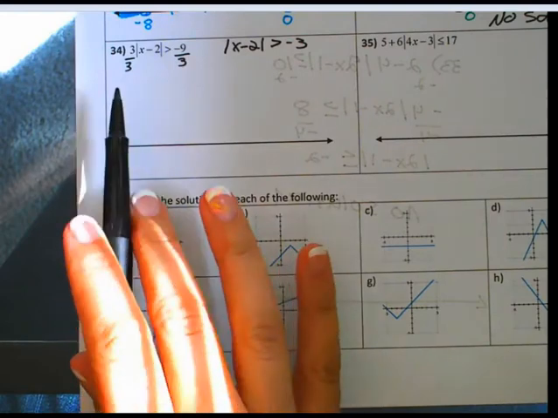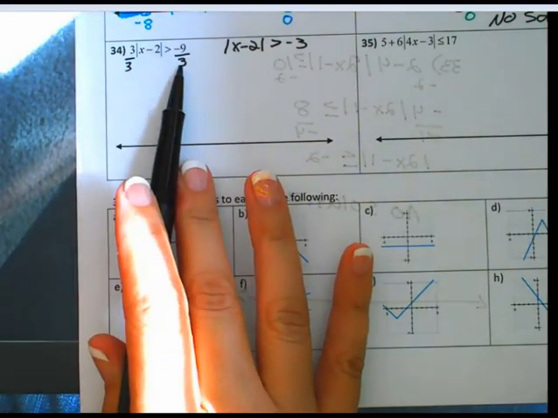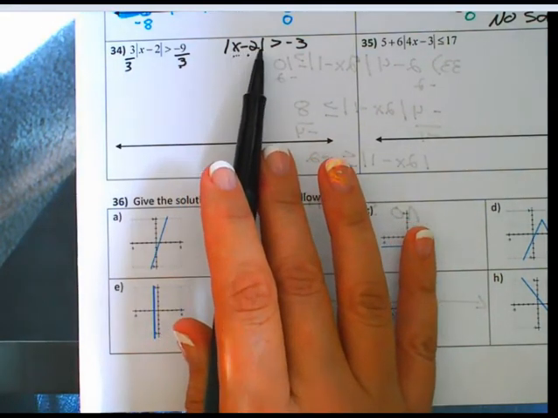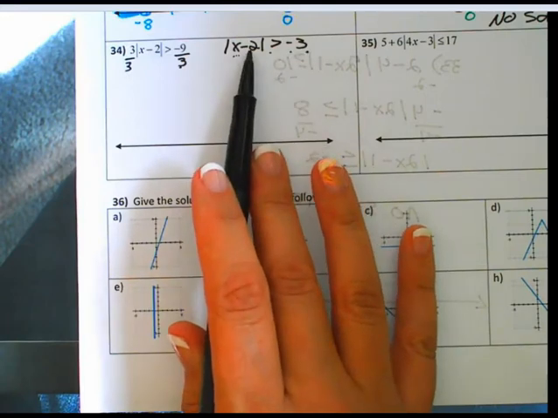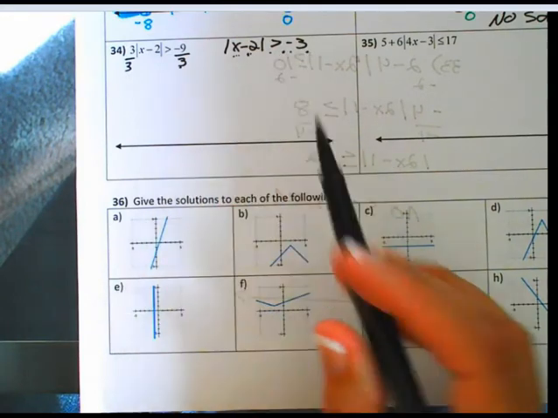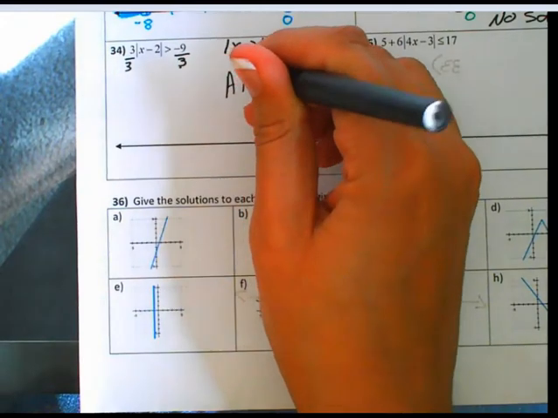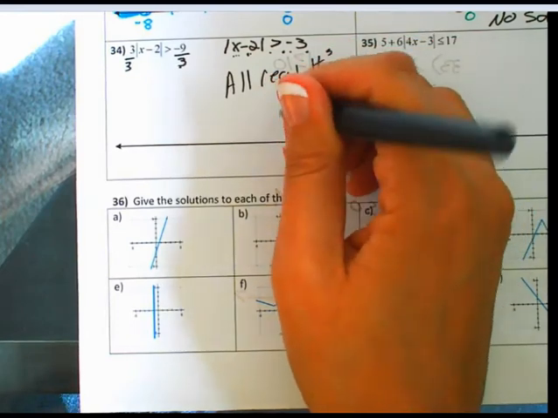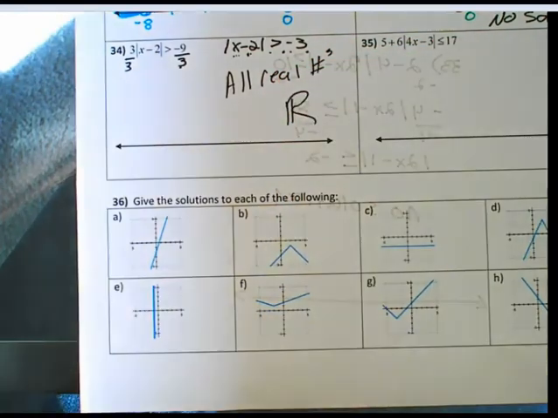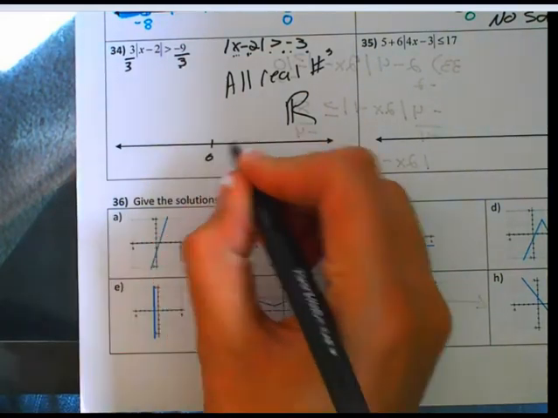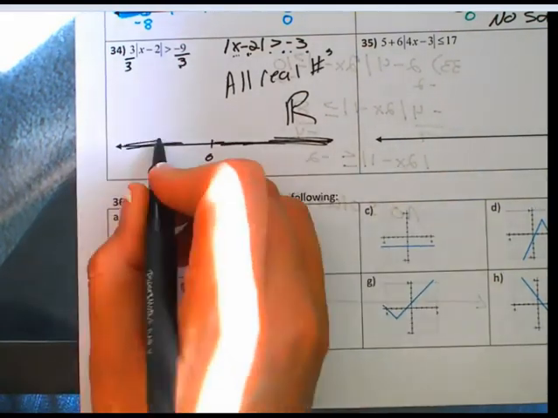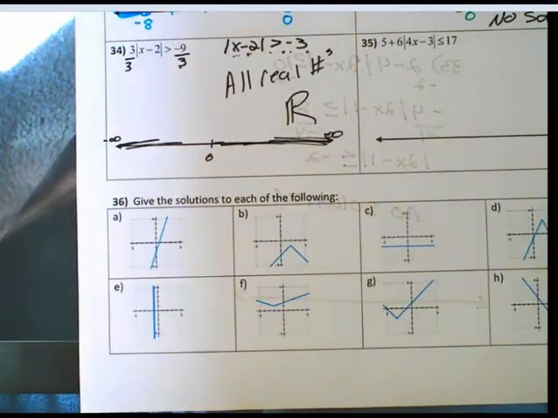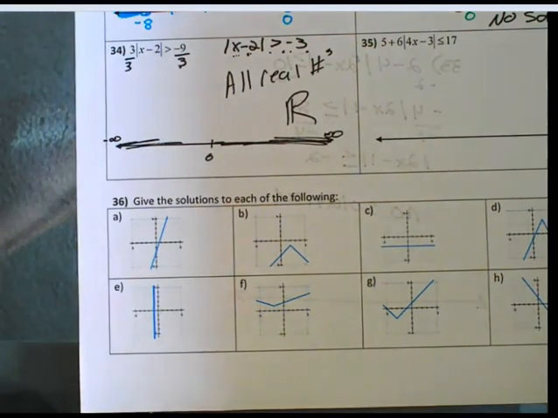Okay, for the next one, 34, we're going to isolate by dividing by 3 on both sides. So that's going to give me the absolute value of x minus 2 is greater than negative 3. Well, the absolute value greater than a negative number, so that's going to be all real numbers. Or you can always use your fancy R. So all real numbers, so if this is 0, I'm going to shade in both directions all the way over here, to negative infinity to positive infinity, because the absolute value is always greater than a negative number.